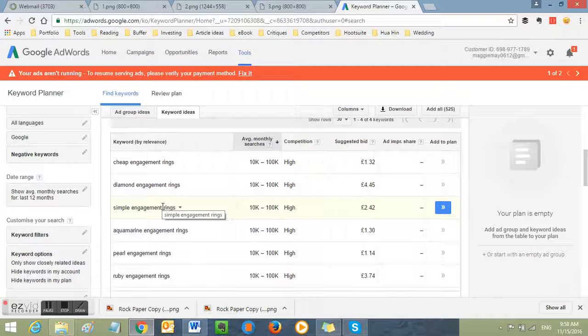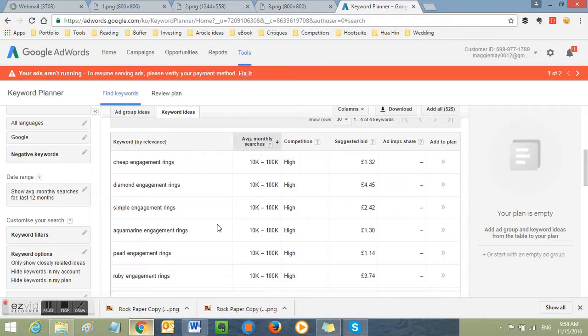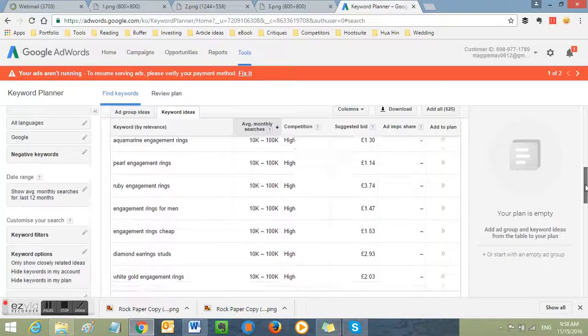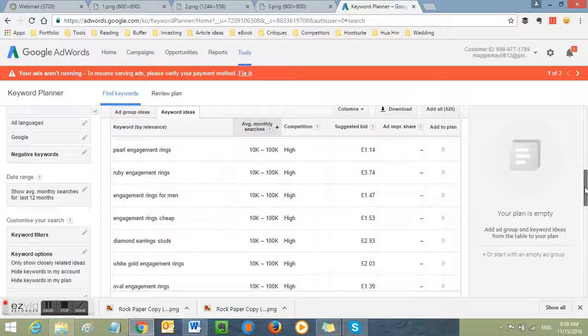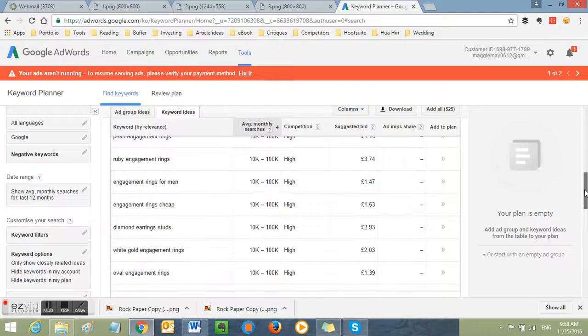Aquamarine, I think it's too specific, and I'm not sure if the client actually had aquamarine engagement rings. Pearl engagement rings, ruby. It's quite a good search volume for quite a specific term. Engagement rings for men, engagement rings, diamond earring studs. Okay, so this is another option because the client is selling earrings, diamond earrings, studs.